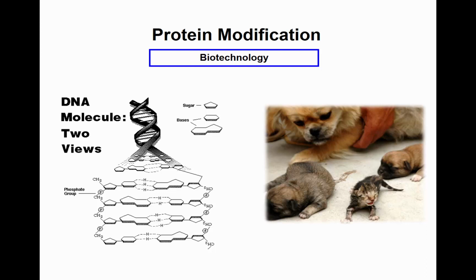See this dog? You have two puppies and a kitten. This kitten is one of the litter. So it's genetically modified. That's the mom. So you can do anything with proteins to change them and make them better.